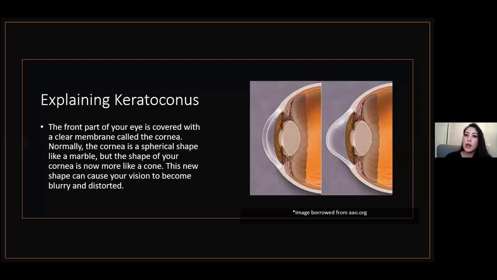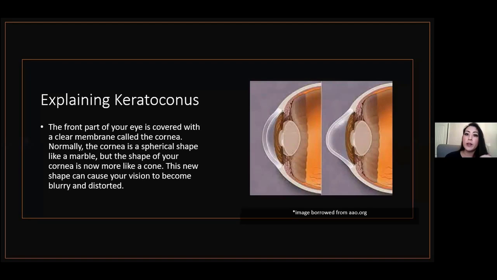So let's say that you are suspicious that they might have it, or you do end up sending them for a topography and you get the results and they clearly do have keratoconus. The way that I explain it is I always show them a picture, or I have an eye model that has different corneal shapes that I'll bring out to show them. And I'll tell them that the front surface of your eye is covered with a clear membrane called the cornea.